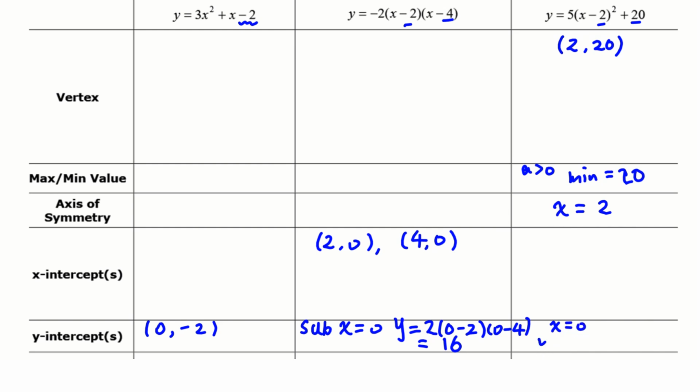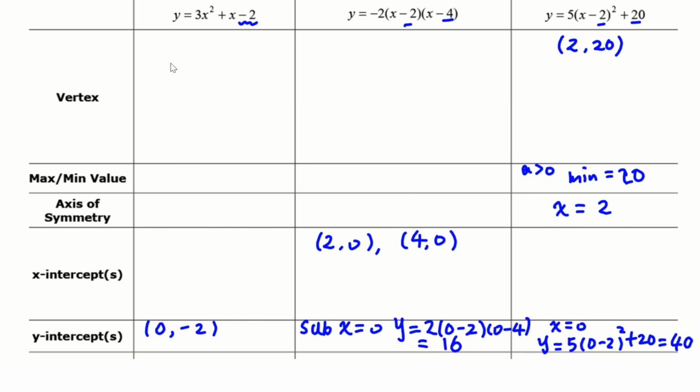We are going to have y equals 5 times (0 minus 2) squared plus 20. Then 2 squared is 4. Do the exponent first. Then 4 times 5 is 20. 20 plus 20 is 40. So this is the information. We don't have to do a lot of manipulations, and then we could find them.